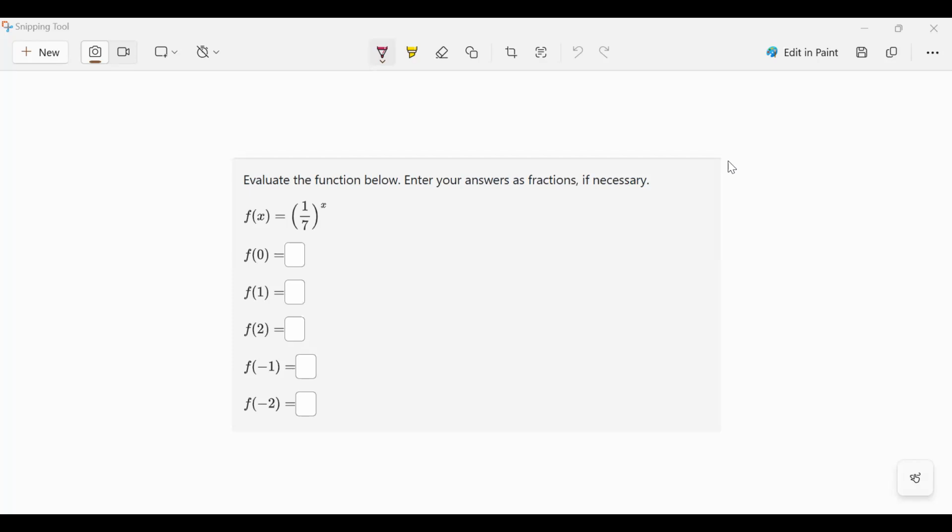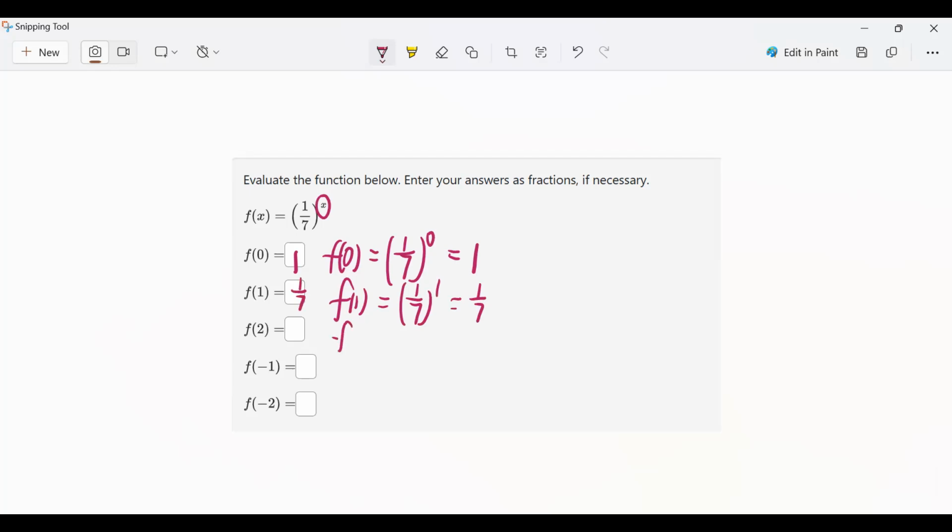All right, let's go over the solution. So f of 0, in this case, replacing x with 0, so it's 1 over 7 to the 0 power. Any number raised to the 0 power is 1. That's 1. f of 1 is 1 over 7 to the first, which is 1 over 7. f of 2, it's 1 over 7 squared. 1 squared is 1, 7 squared is 49. And then it's 1 over 49.